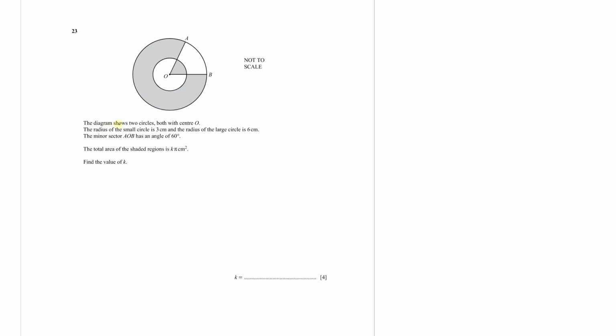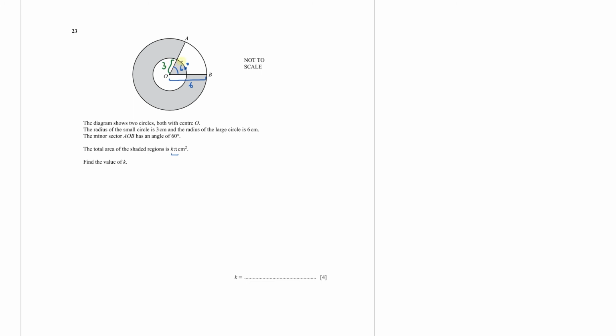Question number 23: the diagram shows two circles with center O. The radius of the small circle is 3 and the radius of the large circle is 6. So this radius here is 3 and the radius of the larger circle is 6. The angle AOB for the minor sector is 60 degrees. The total area of the shaded region is k pi centimeter square. Find the value of k. To find k, I can calculate the area of the shaded region and equate it to k pi. Then I can find the value of k.